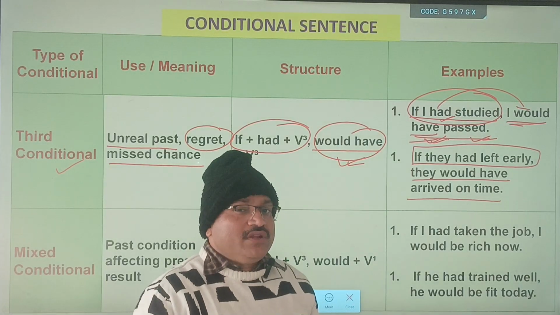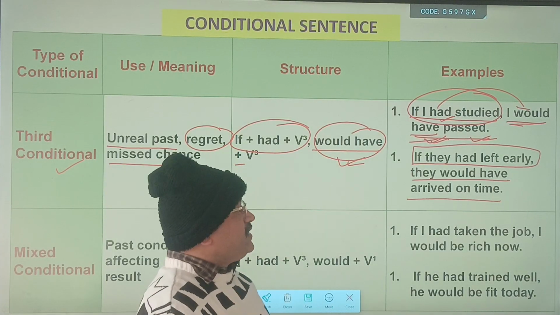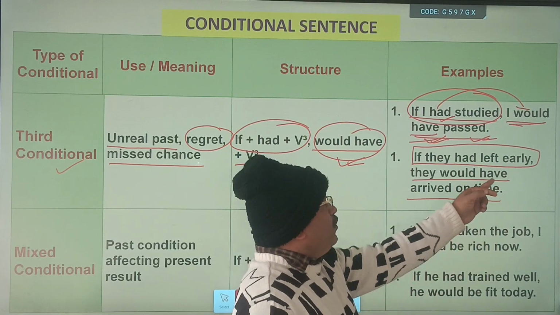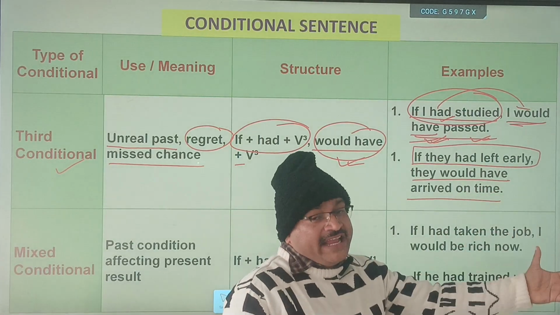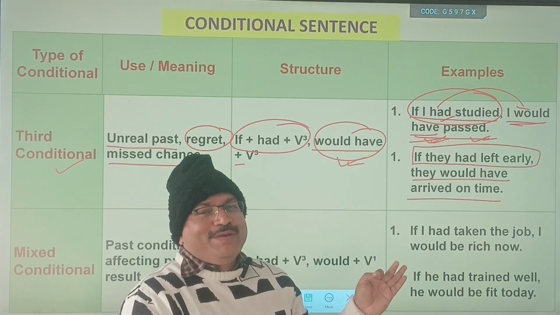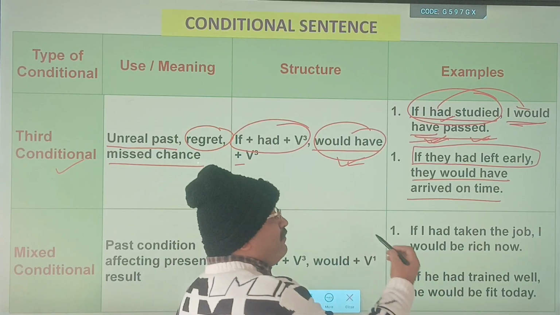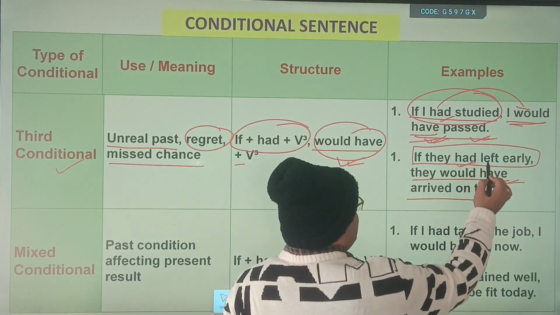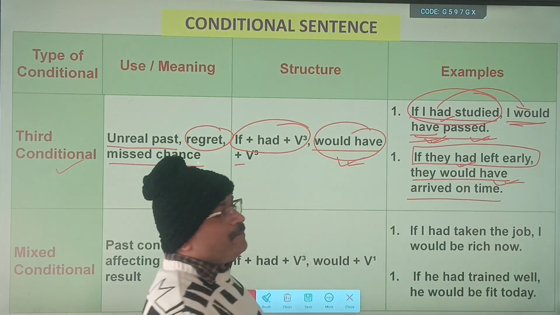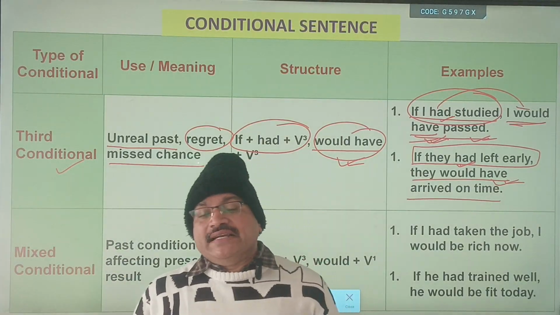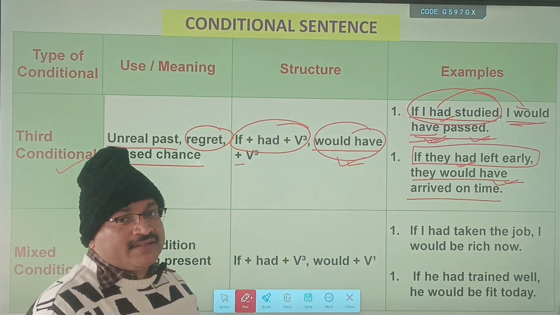Now in examination, what type of question will you get? If they left early, they would have arrived on time. Wrong. Had will always be followed by would have, and whenever you see would have, find had. Had should be there. So this is the third type of conditional sentence, third conditional sentence.